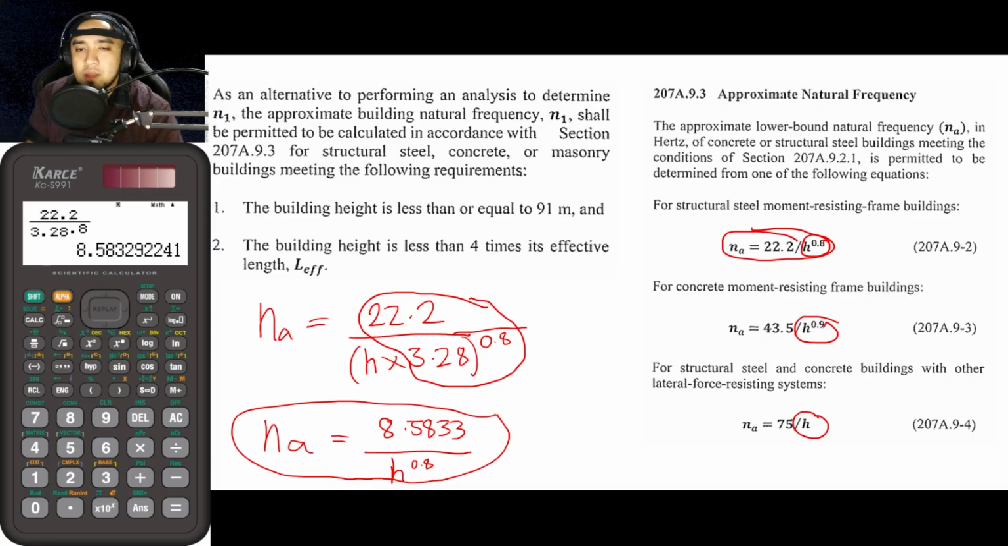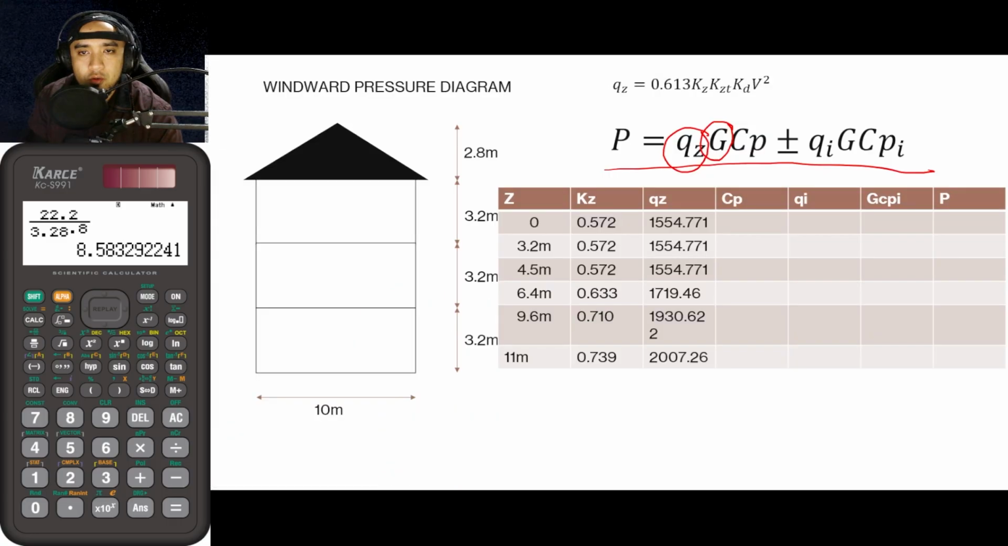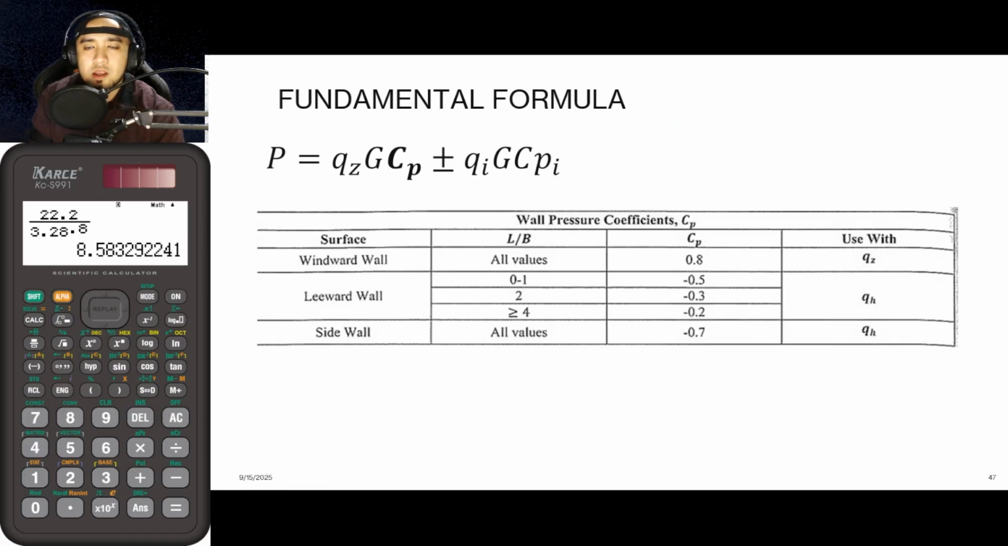Okay, so from that, we already know the value of G. So what about for the value of, let's say, if we are to go back here. So since we already know the value of G, what about the value for Cp? So for the value of Cp, it is indicated in this particular table. So it is dependent upon what surface we are analyzing. And right now, we are analyzing it in terms of windward walls. So let us first analyze windward walls before the other two. So that is for Cp.